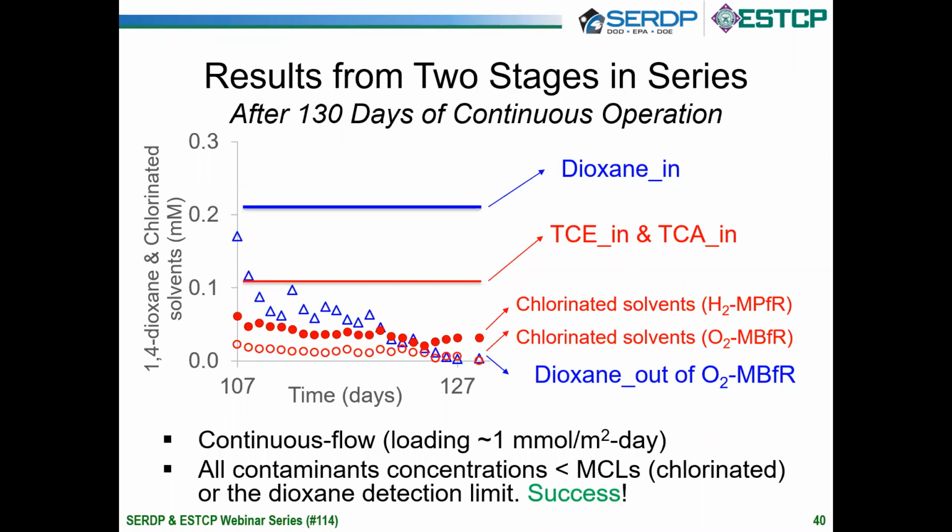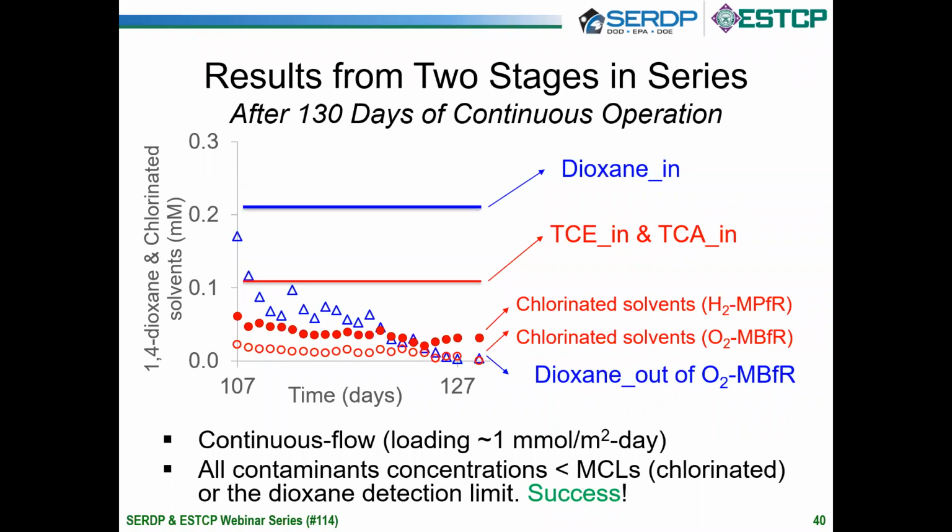So overall, we had about 90% removal of all chlorinated solvents. Now, what's more interesting are the open symbols. First of all, looking at the open blue triangles, you can see the fate of dioxane. We got some initial removal, but as the biofilm matured with these conditions, you can see the dioxane went down and down. By the end, we were down to below the detection limit. So it looks like it's zero.